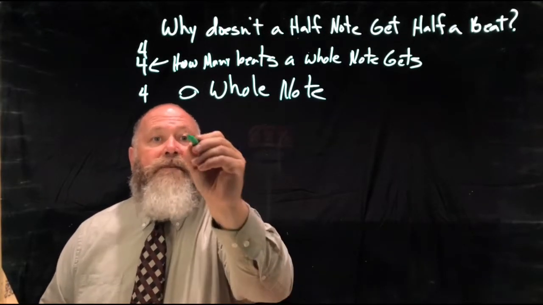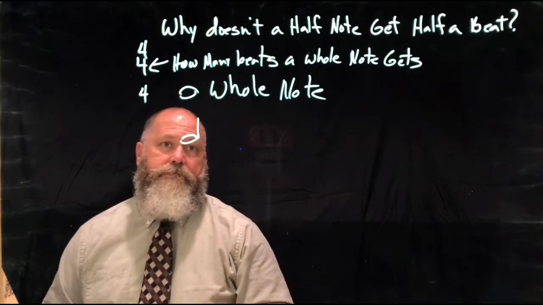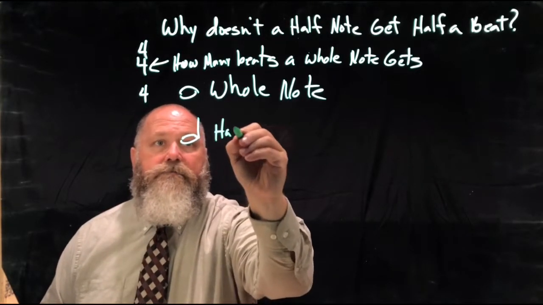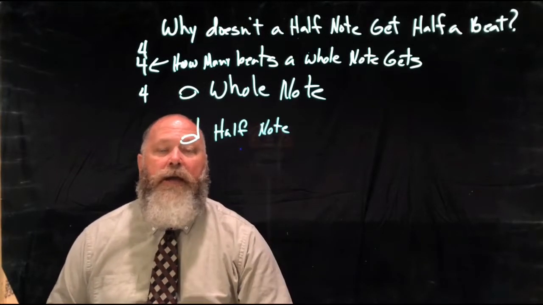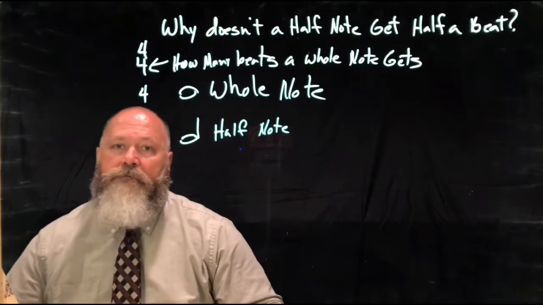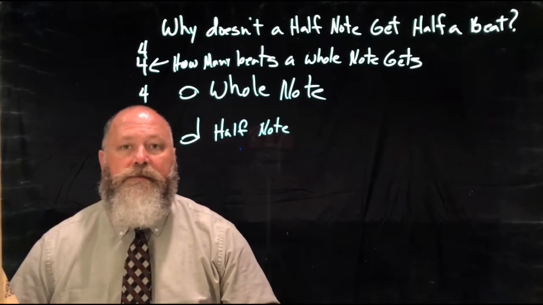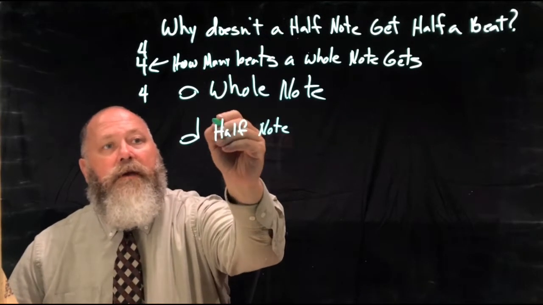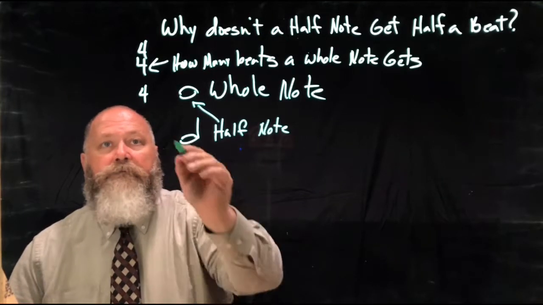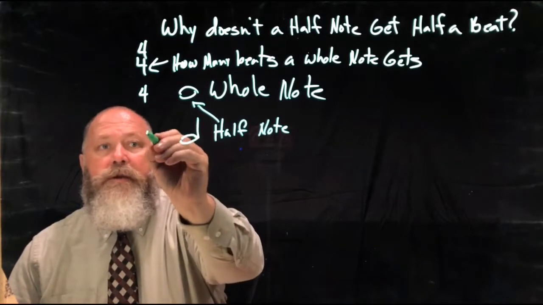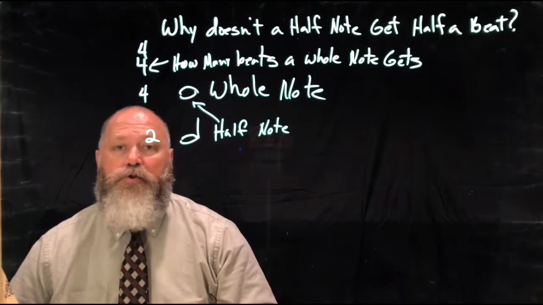So, when we have a half note, now a half note looks like a whole note, but it has a stem. That's a half note. So a half note doesn't get half a beat. It gets half of what a whole note gets. So half of 4 is going to be 2. So a half note is going to get 2 beats.